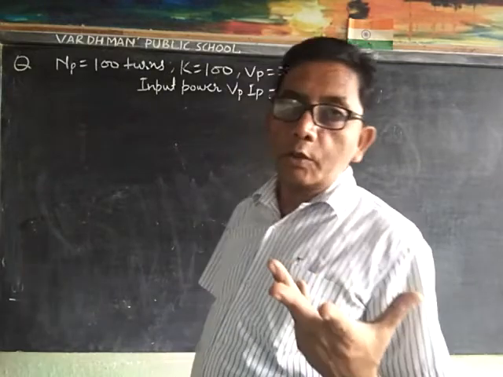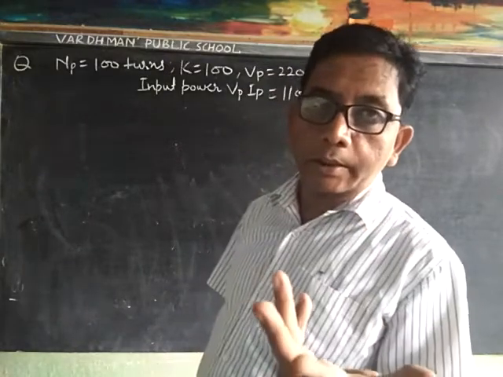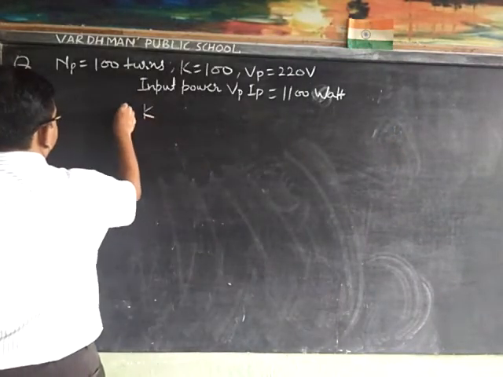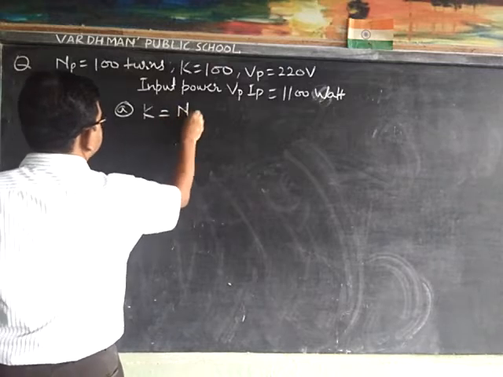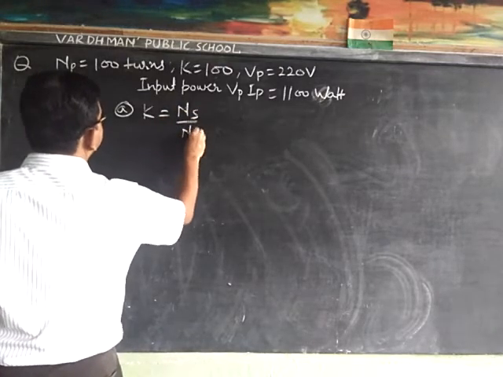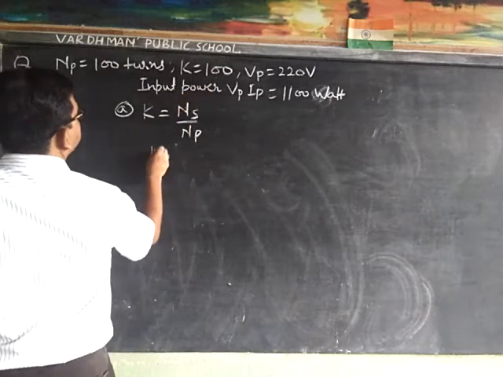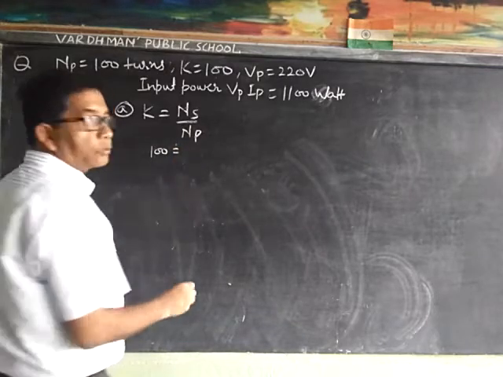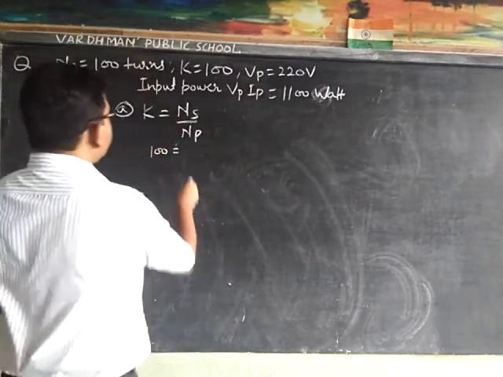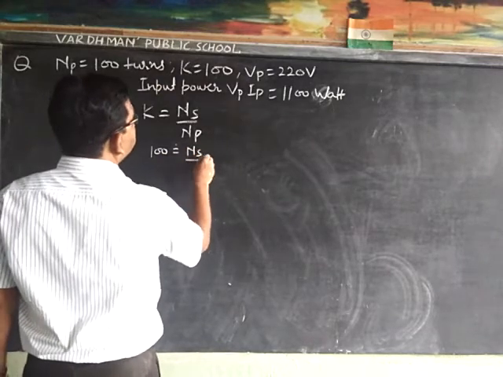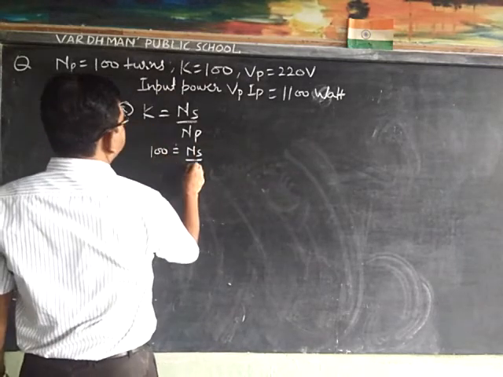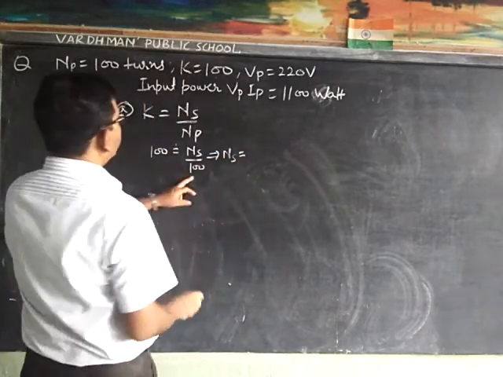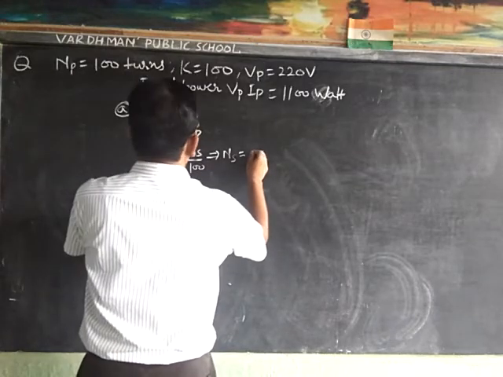Now first we will find the number of turns in the secondary. We know the transformer ratio is the ratio of the number of turns in the secondary coil to the number of turns in the primary coil, that is K is equal to Ns upon Np. Now K is 100 and Np is 100. This implies Ns is equal to 10,000.